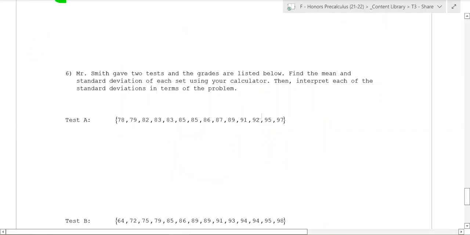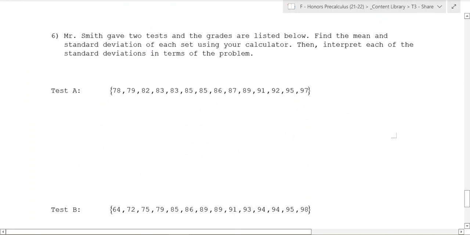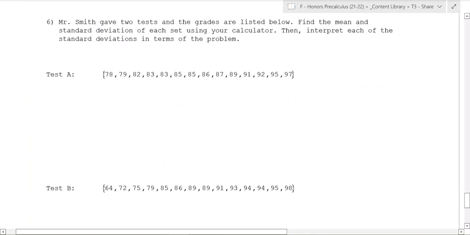Good to know. So here's a problem: Mr. Smith gave 2 tests and the grades are listed below. Find the mean and standard deviation of each using your calculator, then interpret each of the standard deviations in terms of the problem. So you can look this up and practice this in class, but you will be able to do all of this on your calculator, and it gets very repetitive if you don't practice it.